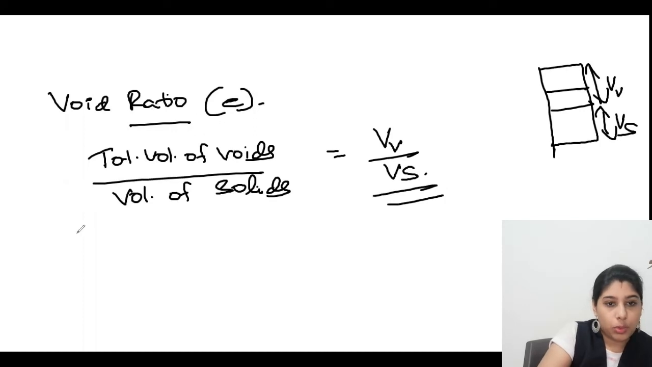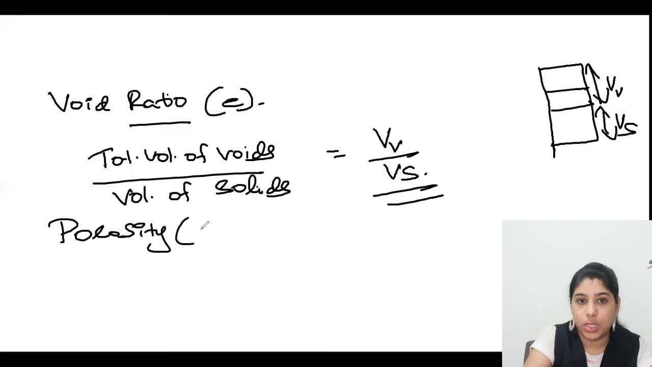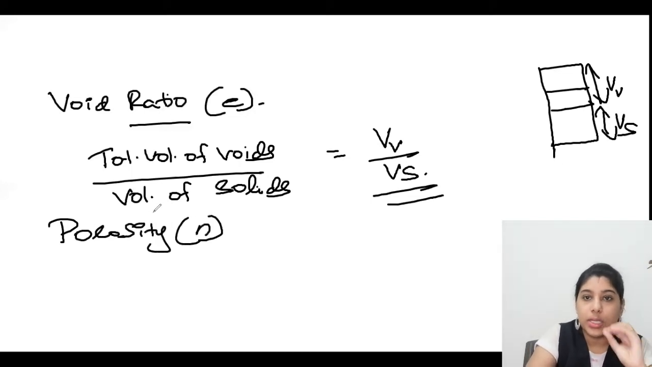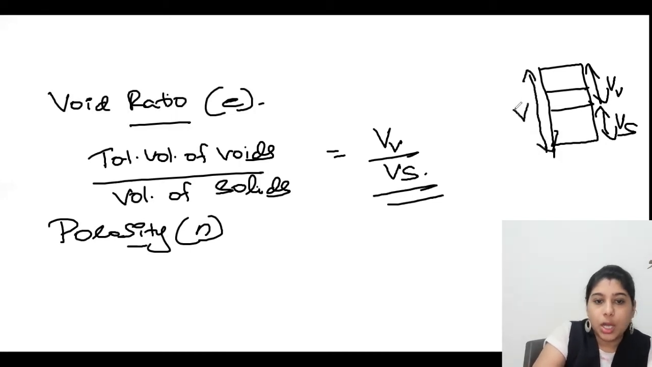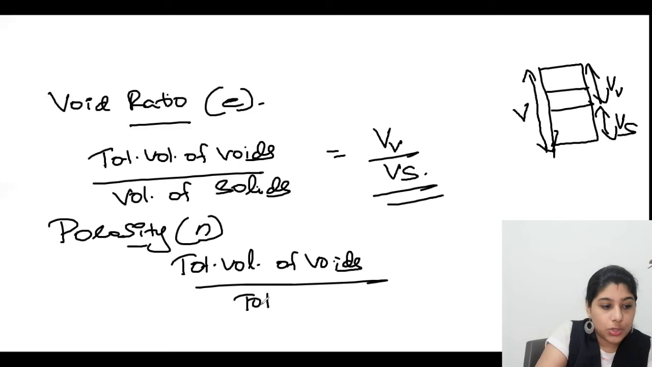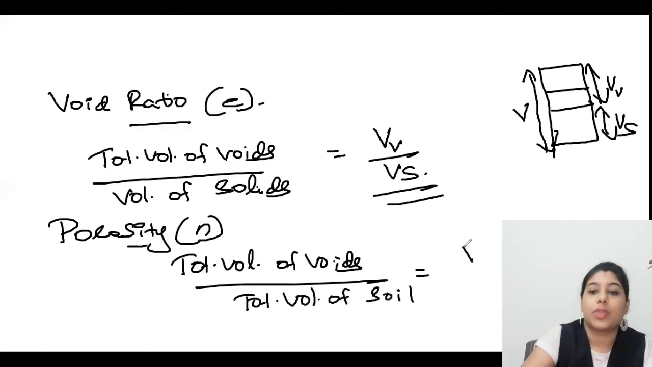Next is porosity. We will learn the relationship between void ratio and porosity afterward. Now we learn what it actually is. If I am talking about porosity, we will consider the total volume also. Here the definition is the total volume of void by the total volume of the soil, that is Vv by V. Understood?